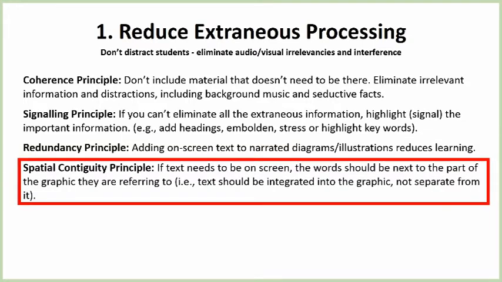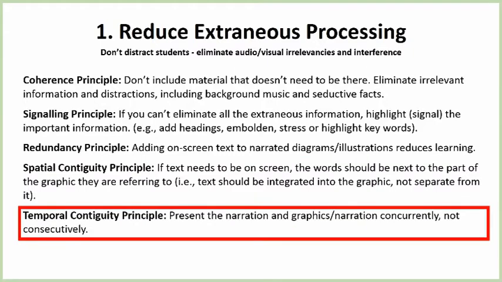The spatial contiguity principle tells us, well, if there's still text that needs to be on screen, let's make sure it's in the correct place. Let's make sure it's in those places where it's actually referring to something directly. So if we're labeling a diagram, let's make sure the labels are right next to the thing they're labeling. They're not separated off somewhere else. And lastly, the temporal contiguity principle tells us that we need to present the narration and the graphics at the same time, not one after the other.